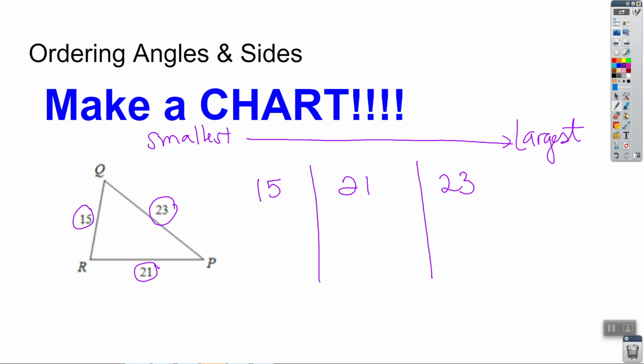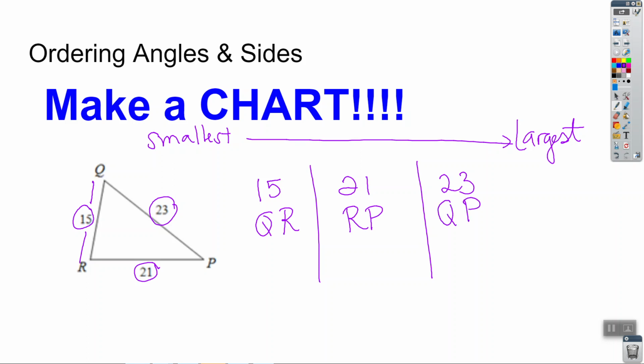What's next? I have these letters. I have triangle QRP. So I'm going to ask myself, where is the 15? Well, the 15 is between the Q and the R. The 21 is between the R and the P. And finally, the 23 is between the Q and the P.